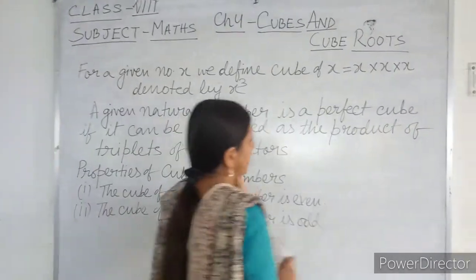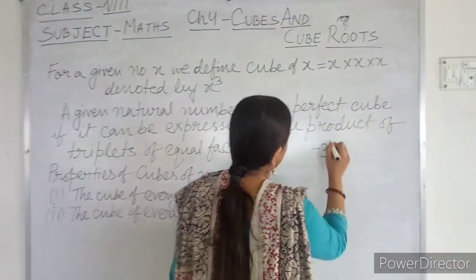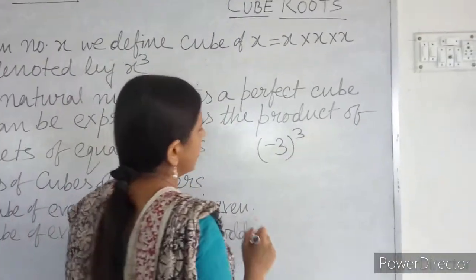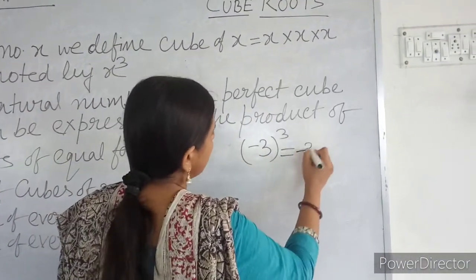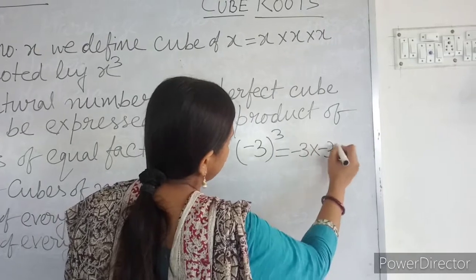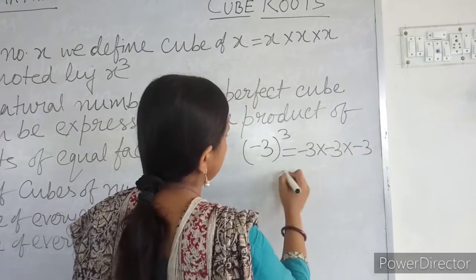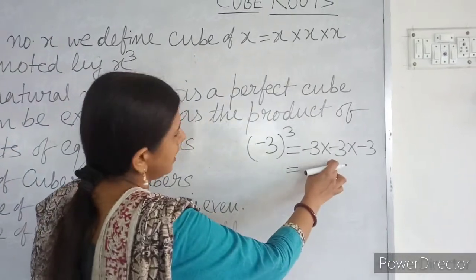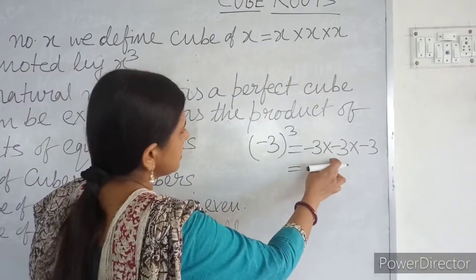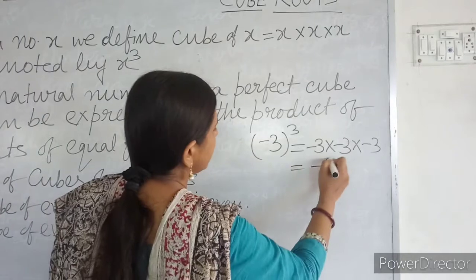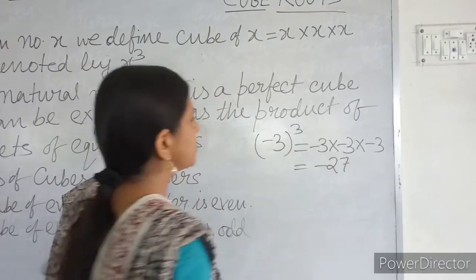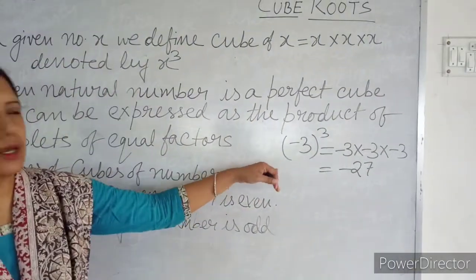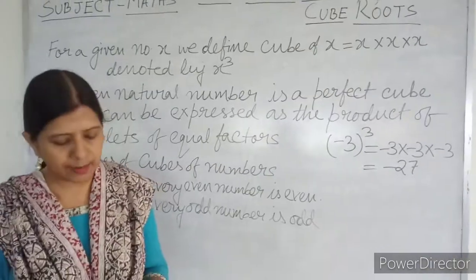Suppose I am taking a number minus 3. I want to make the cube of minus 3. So what is it? Minus 3 multiplied with minus 3 multiplied with minus 3. So what will be my answer? Minus 3 into minus 3 is 9. Plus 9 into minus 3 is minus 27. This is my answer. In this way you can calculate the cube of any number.